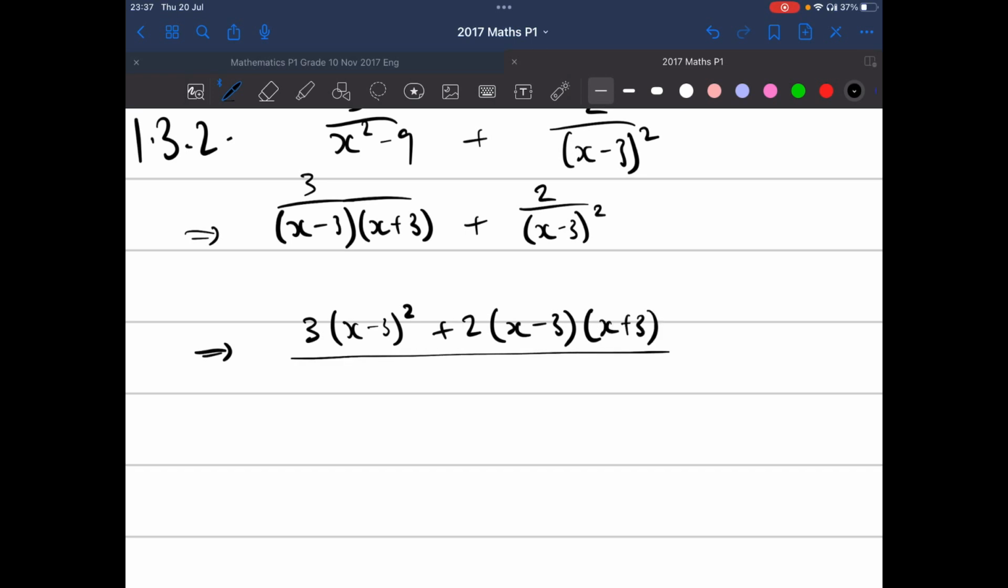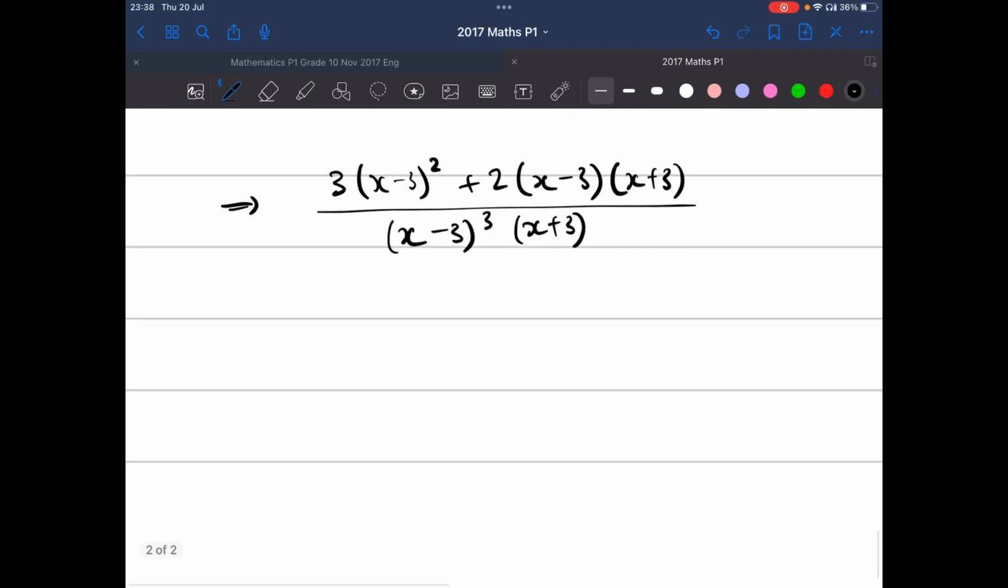Okay, and then for the denominator you just take both of these and multiply them together. So you'll have x minus 3, now it'll be cubed, because we're taking this one and multiplying it by x minus 3 squared. So you get x minus 3 cubed times x plus 3.